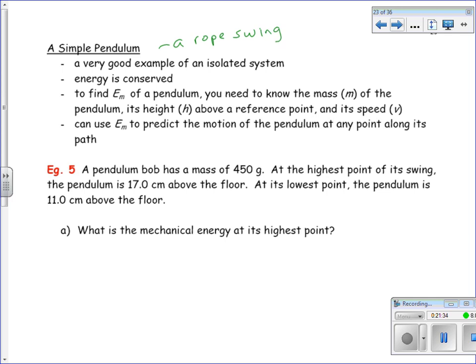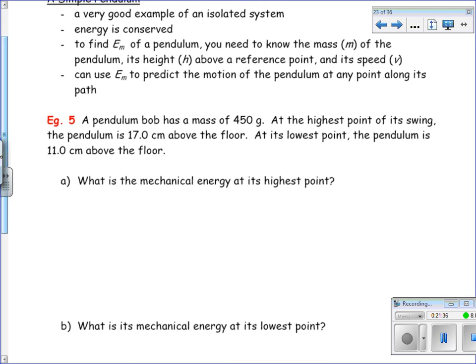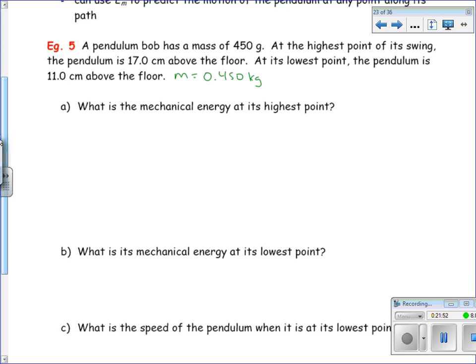So we have a pendulum bob that has a mass of 450 grams, so that makes the mass 0.450 kilograms. At the highest point of its swing, the pendulum is 17 centimeters above the floor, and at the lowest point, the pendulum is 11 centimeters above the floor. So if we draw something to represent a pendulum, there we have, this is its lowest point, and this is its highest point. And then we have the floor.